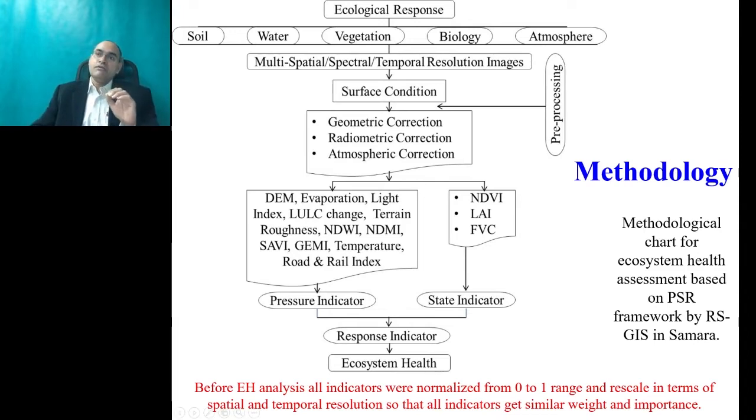On the other side we have NDVI, leaf area index, and fractional vegetation cover. They reduce the pressure of these pressure indicators and try to balance the situation, so they are called state indicators. When we subtract the state indicator from the pressure indicators, we get the response indicator, and that is the ecosystem health. That's why the complete module is called the pressure-state-response framework.